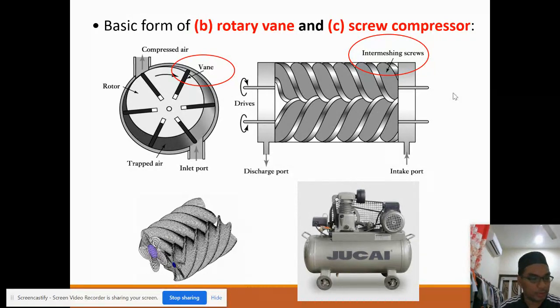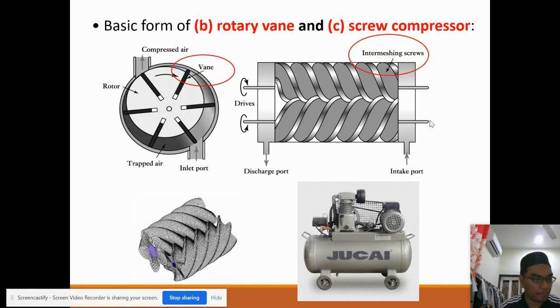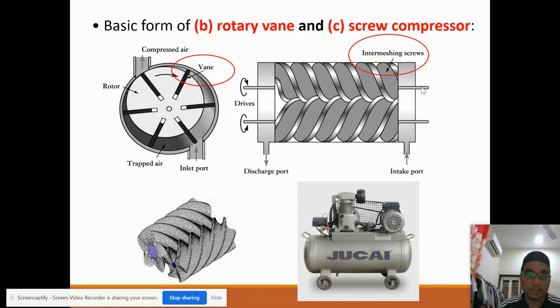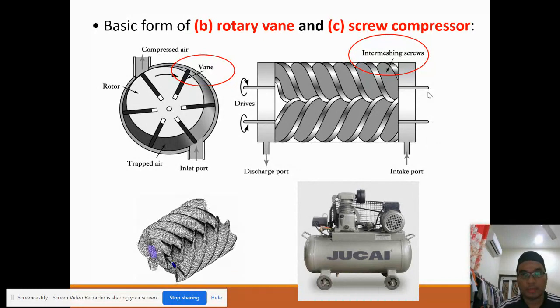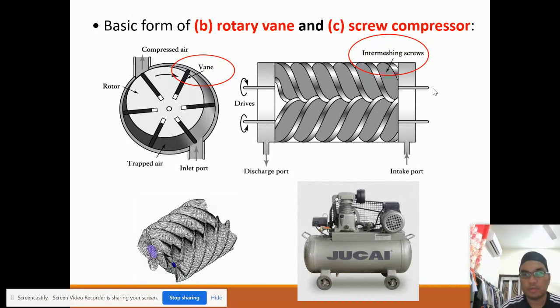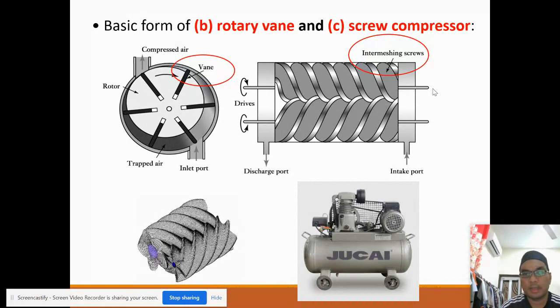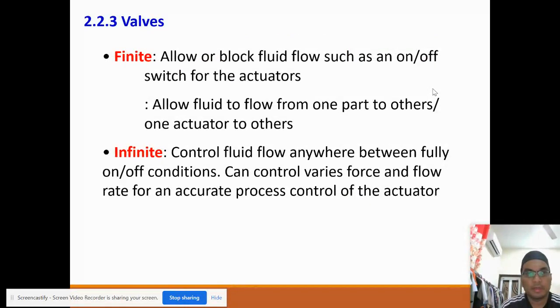Basically, these are the three types of compressor that we can use in the pneumatic actuator system. The final part of today's lecture is on the valve.